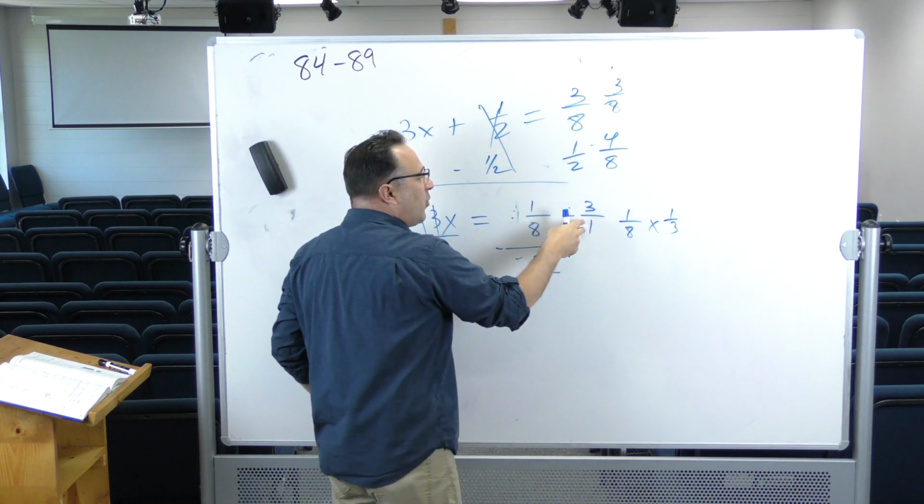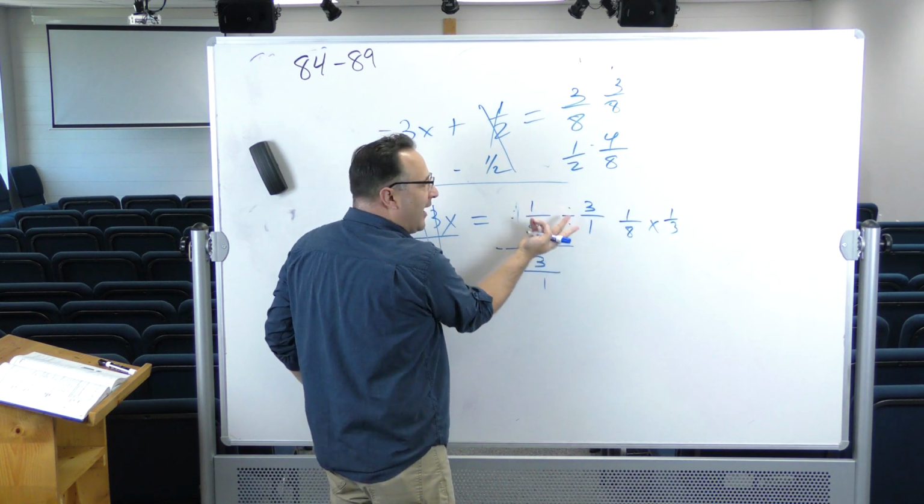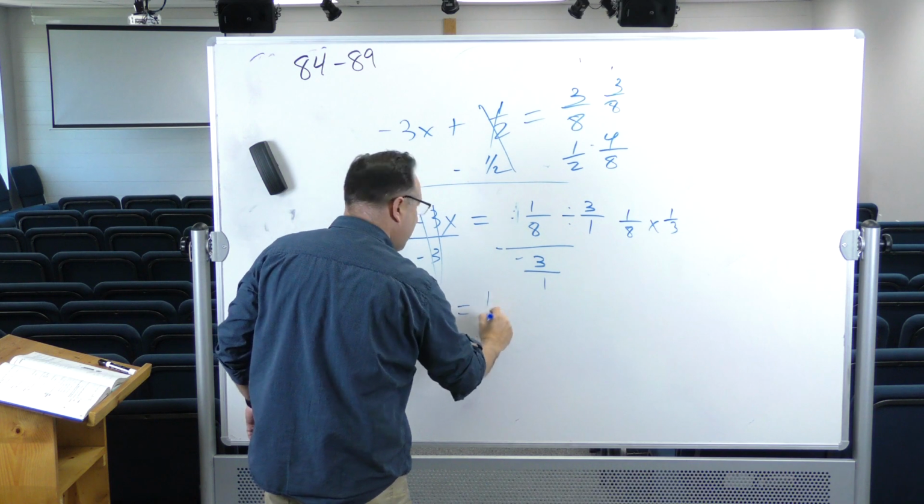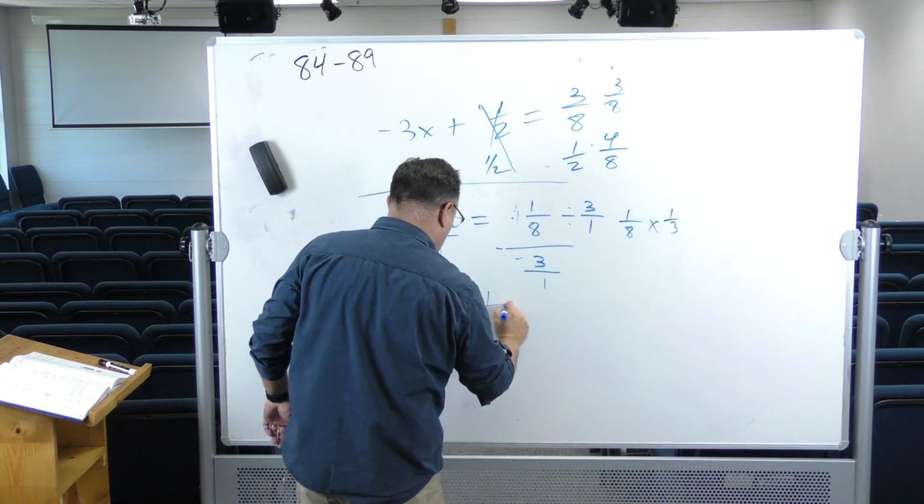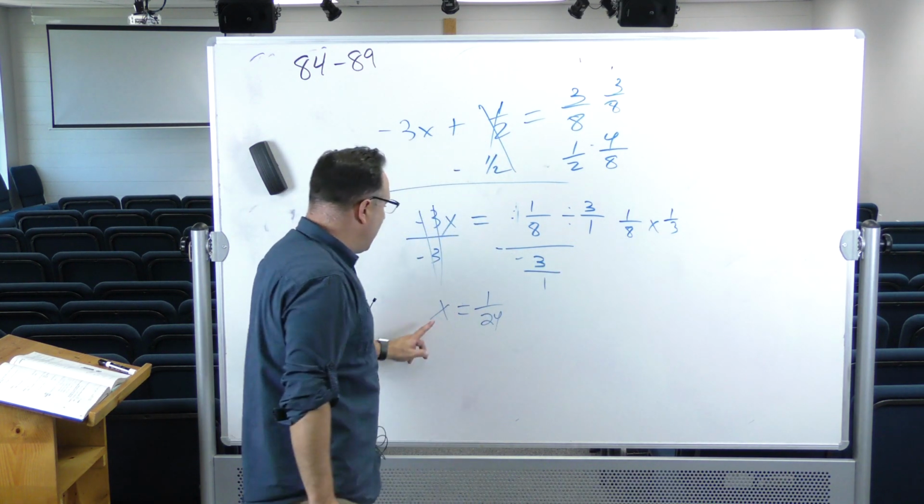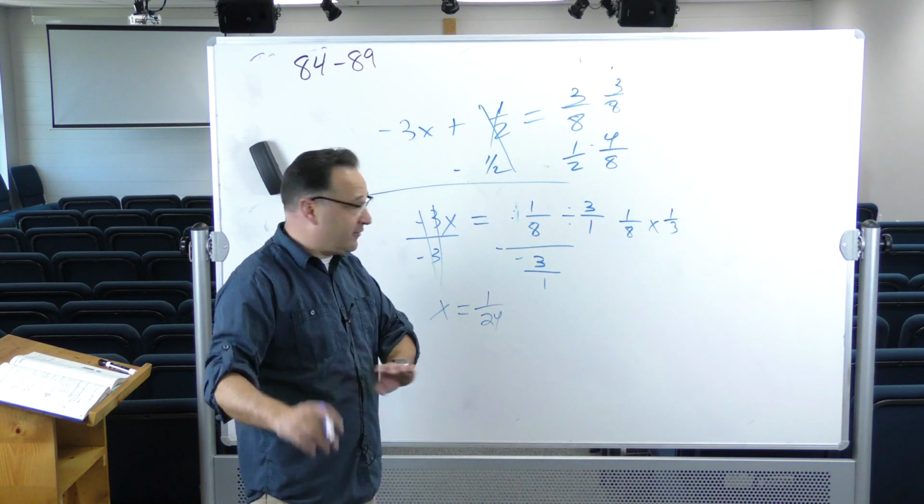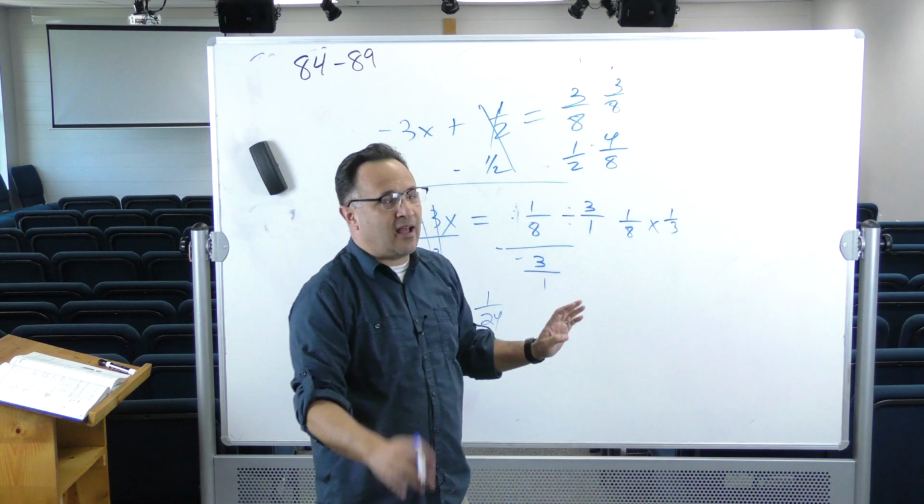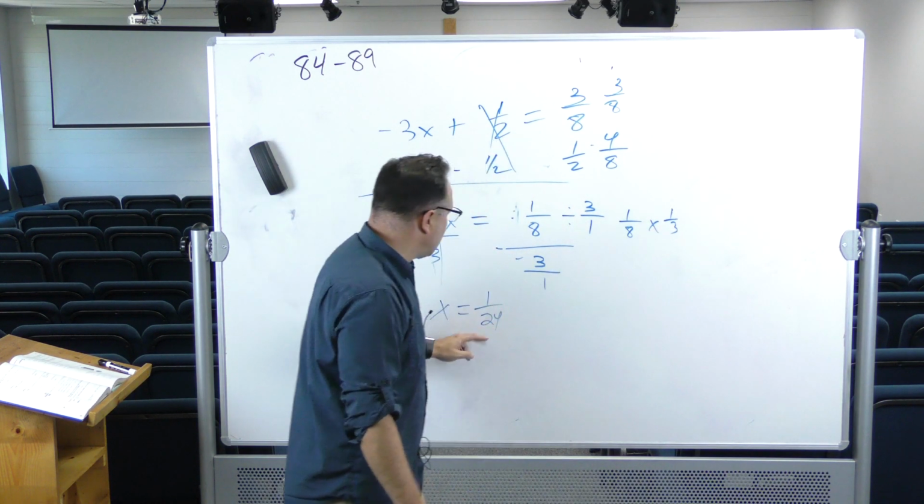Remember here, 3 over 1 divided, you invert it, and you go, so 1 times 1 is 1. 8 times 3 is 24. And we have x equals 1 over 24 positive. Those negative signs cancel out. The 2 negative signs here cancel out. 1 times 1 is 1. 8 times 3 is 24.